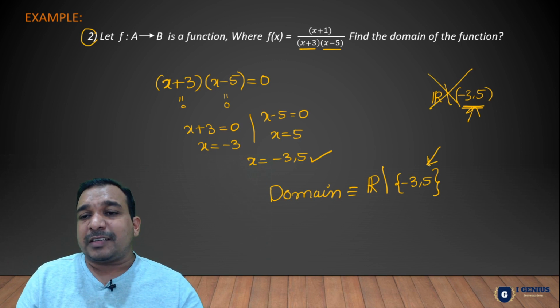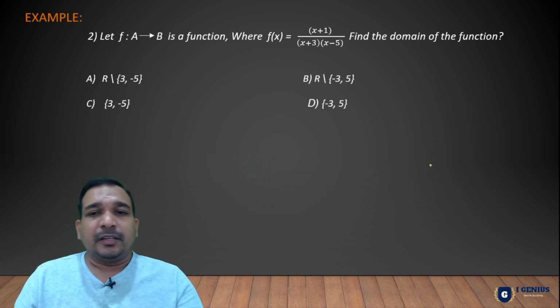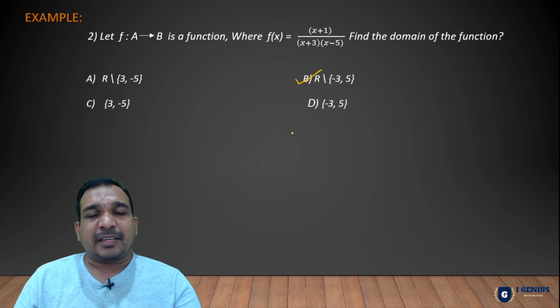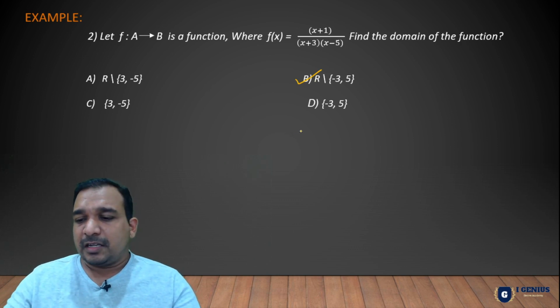We should always write a set symbol. Okay, guys? So here the answer is what, guys? All the real numbers except minus 3 and 5. So this is the answer.